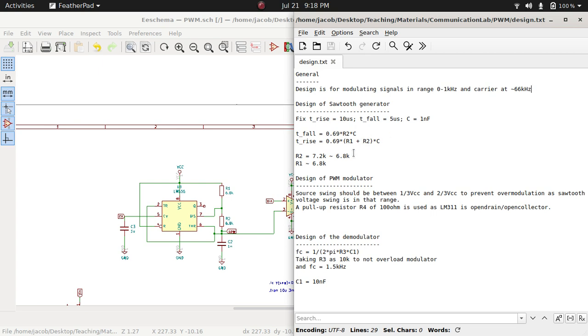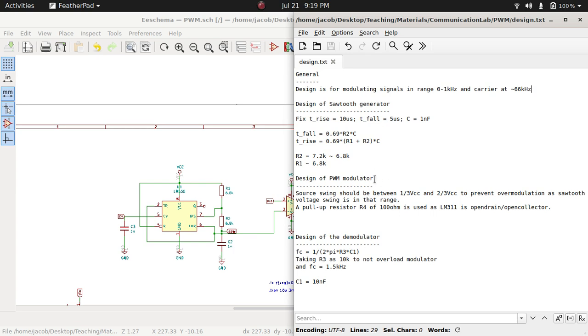to calculate them. From the first equation we get R2 to be 7.2 kilo ohms, and we round it to the nearest available 10% resistor or 5% resistor, which will be 6.8 kilo ohms. A similar calculation in the second equation will give you R1 to be also approximately 6.8 kilo ohms. So we have fixed R1 and R2 to be 6.8 kilo ohms and C2 to be 1 nanofarad.